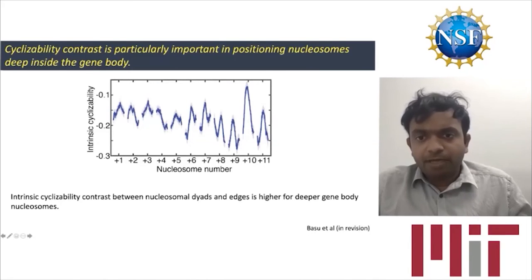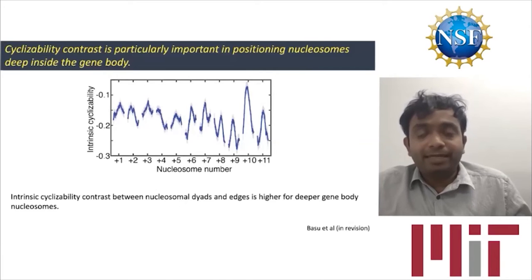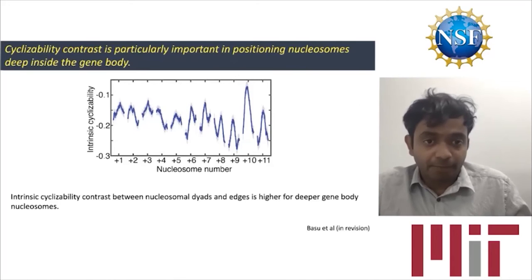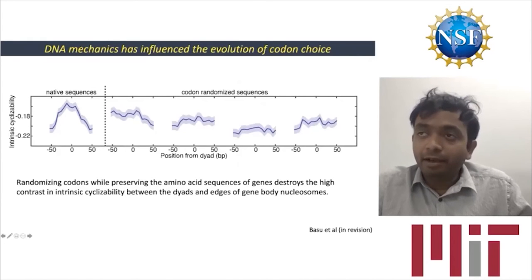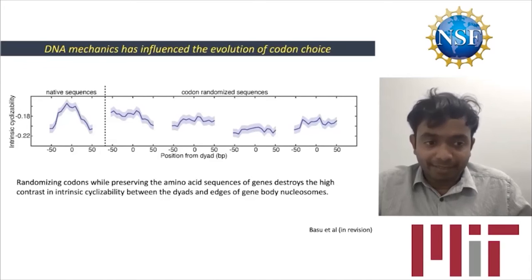The last question we asked is, would this strong modulation in intrinsic cyclizability be preserved if we now randomize the sequences of these nucleosomes while still preserving the amino acid sequence of the gene? And the short answer is no. So this modulation in intrinsic cyclizability that we see for native sequences is completely gone if you randomize the sequences while still preserving the amino acid sequence.